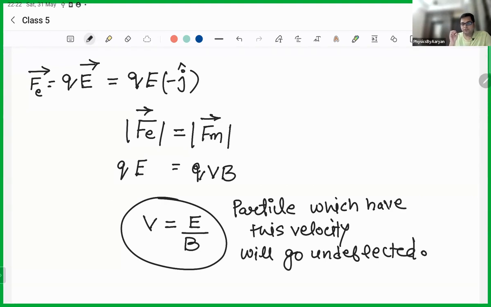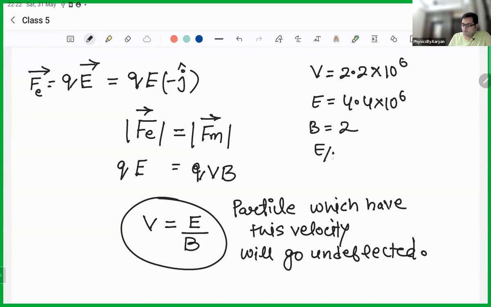So all those particles which have this velocity, which is E by B, I can choose E and B. So let's say I want velocity to be 2.2 into 10 to the power 6. So what I will do is I will use electric field, which is, let's say, 4.4 into 10 to the power 6, and I will use magnetic field, which is 2. So E by B will be 2.2 into 10 to the power 6. Right. So whatever velocity I want, I will choose my electric field and magnetic field in such a way that if you do E by B, you get that velocity. So E and B are in my hands. So all the particles which have this velocity will go undeflected.